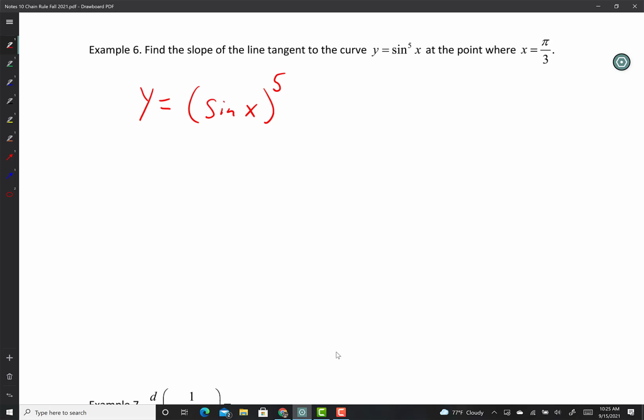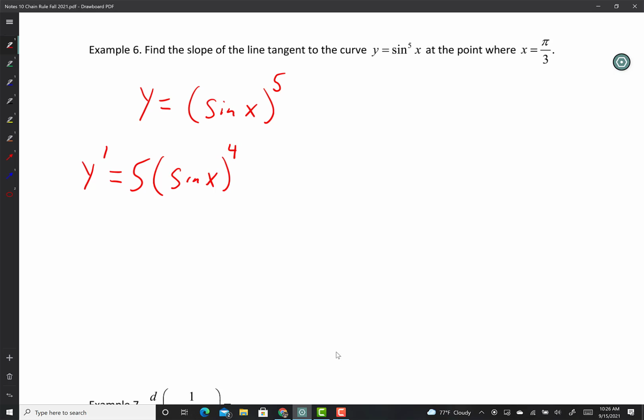So here we go. I'm going to write y prime. You can write dy dx. It's all good. Take the derivative of the outside. So what is the outside? Well, everything outside the parentheses there, right? So 5, parenthesis, sine x, close it to the what power? 4. Okay, we subtracted 1.